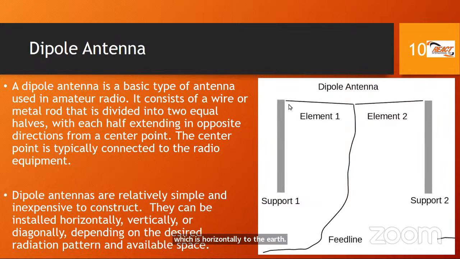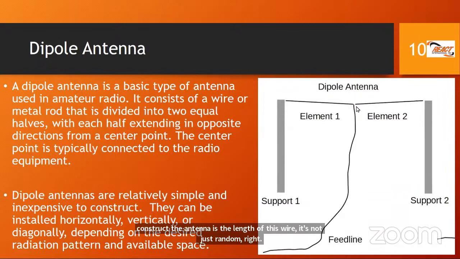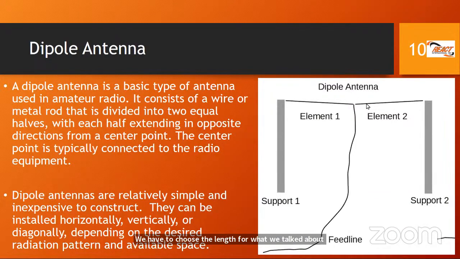But the important thing, as we'll come to see in a little while when we construct the antenna, is the length of this wire. It's not just random, right? We have to choose the length for what we talked about earlier, which is resonance. We're trying to get our antenna to be resonant on the particular frequency that we are transmitting or receiving on. And that's important as hams to know what that resonant frequency is and therefore what the length of the antennas would be.